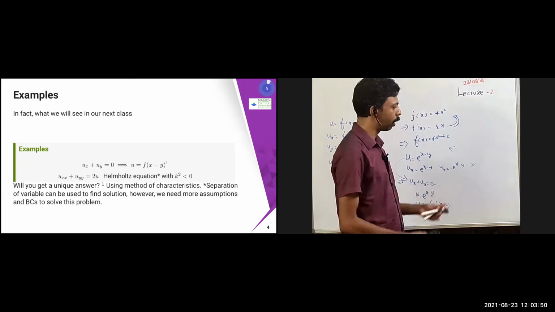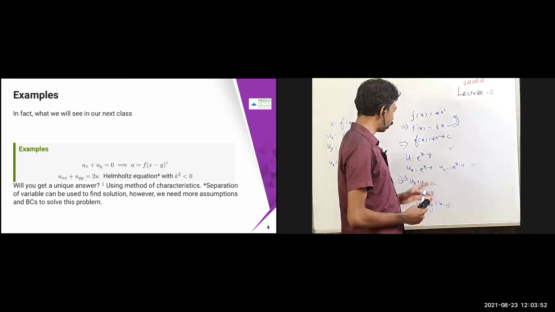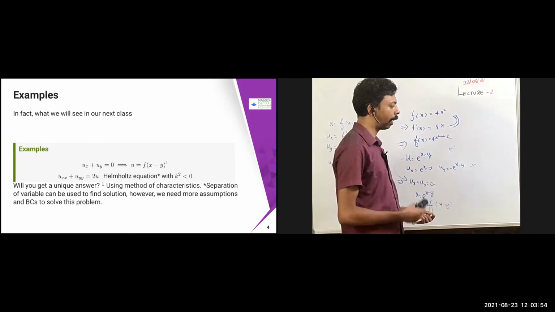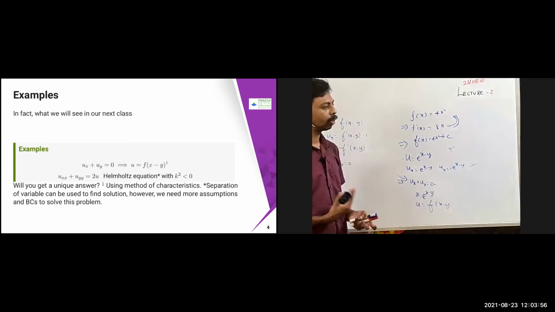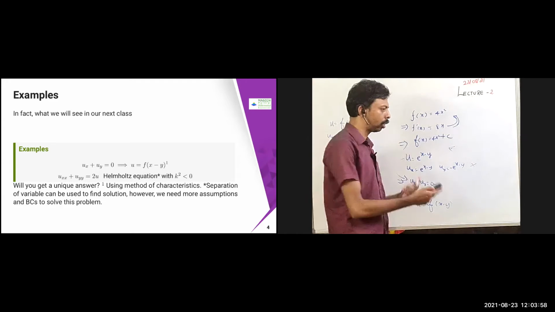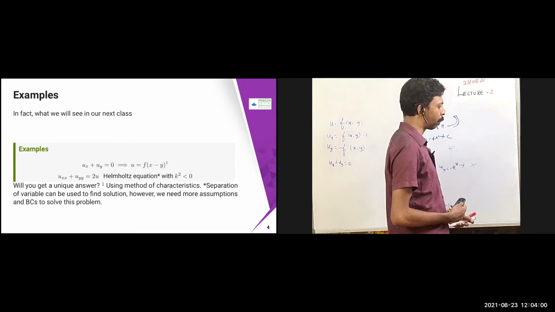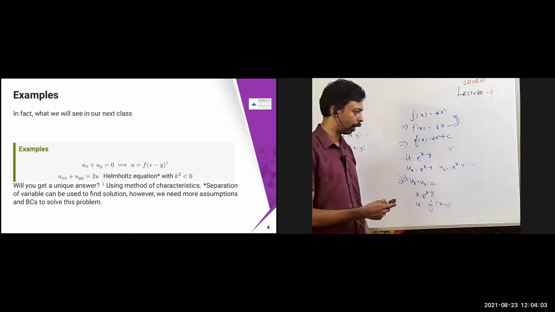Similarly, uxx plus uyy is going to become 2u in this case, and that also we have seen is a Helmholtz equation. These problems we will solve using separation of variables, etc. Let us see that in a later lecture.